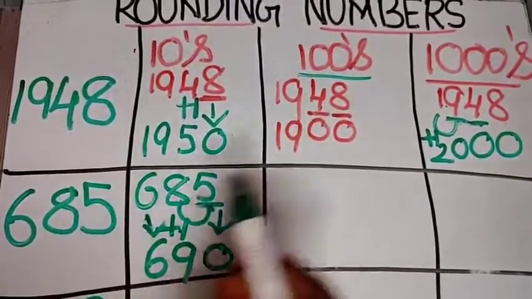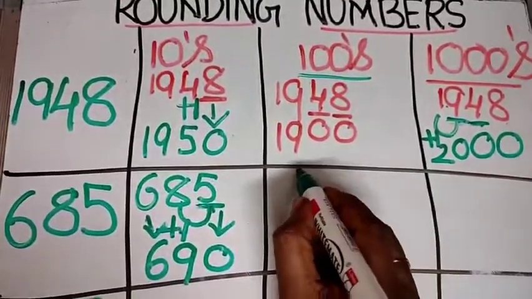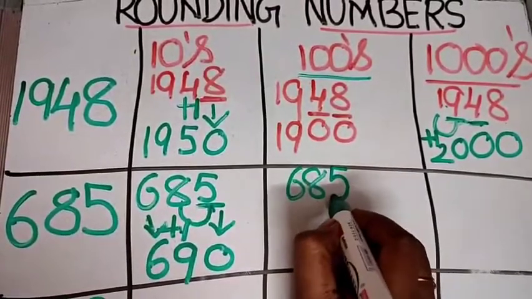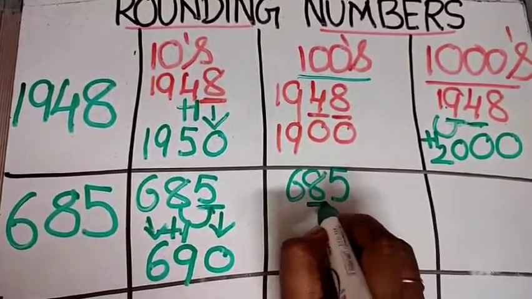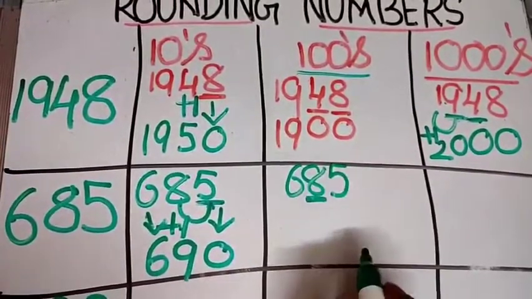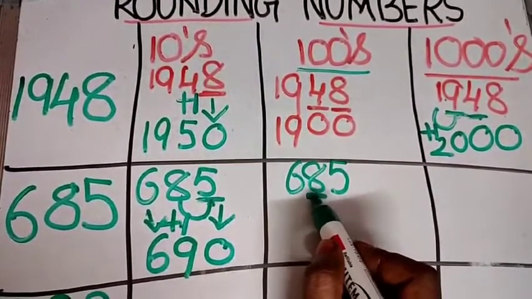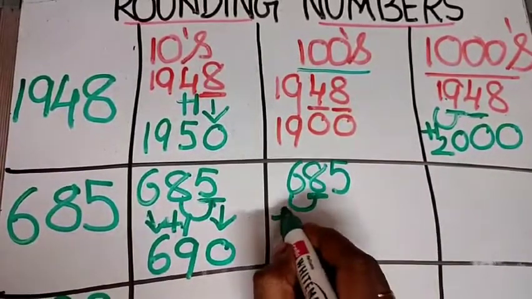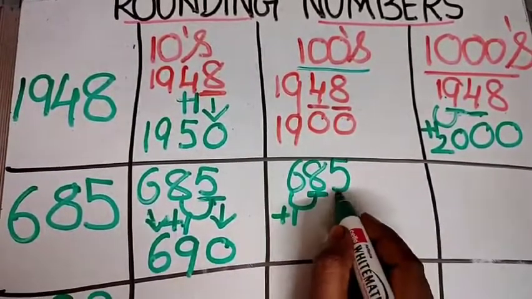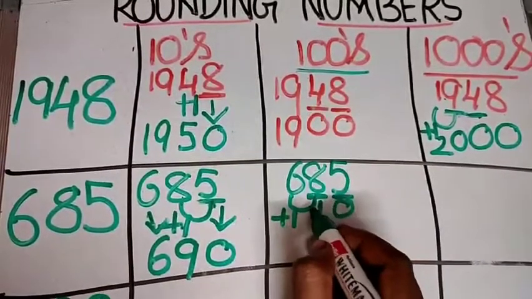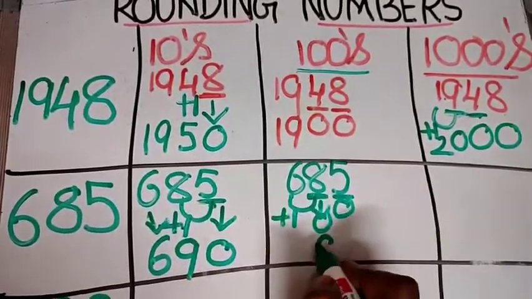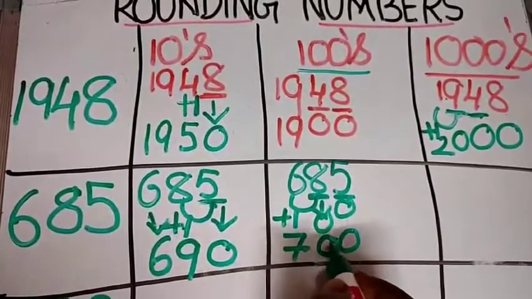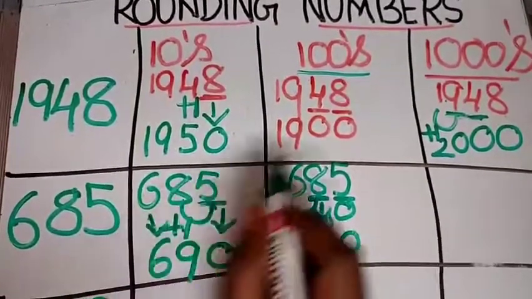Now let us check for the nearest hundreds. So I am taking 685. While we are checking for the nearest hundreds, we have to check for the tens place digit. So 8 is greater than 5. We know if it is greater than 5, we have to add plus 1 to the next digit and the before number, and this number will become 0. So 0, 0, 6 plus 1 will become 7. 700 is the rounding number of 685 to nearest hundreds.